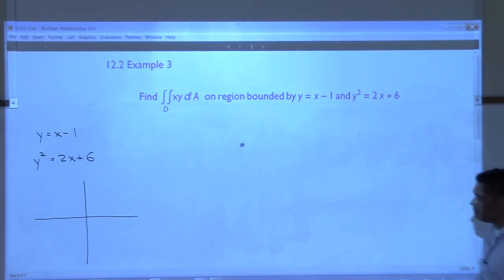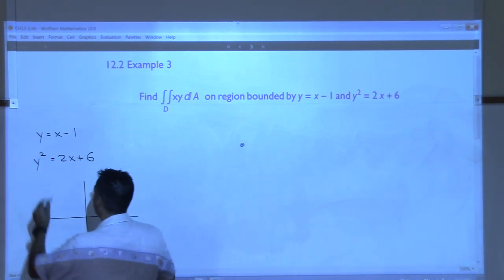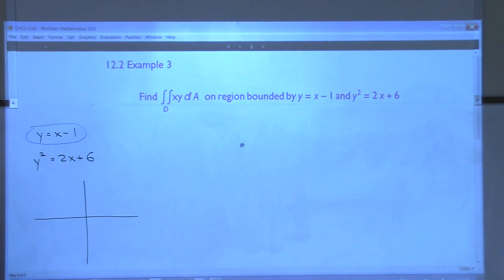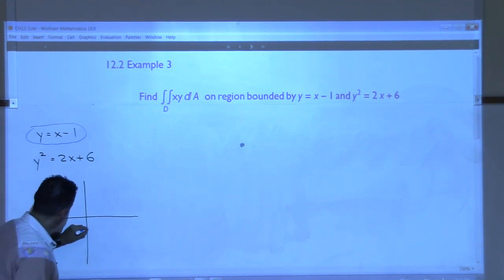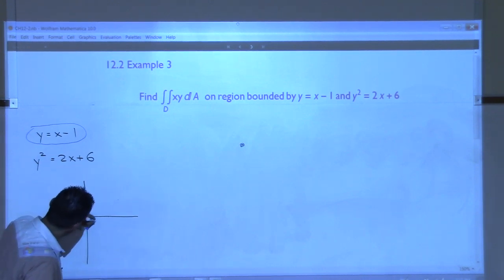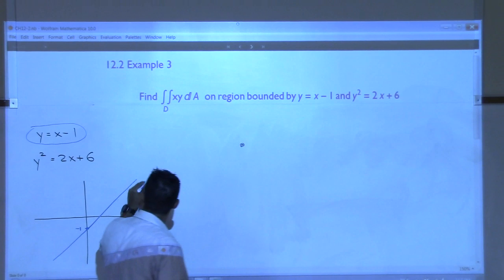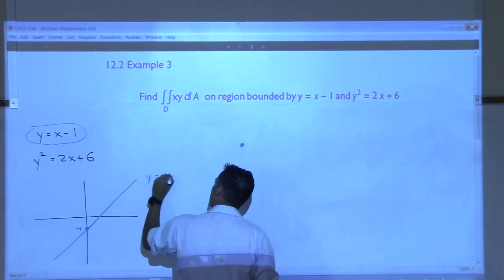Okay, that one's good. All right, so let's do this one first. All right, so we can all graph that, right? Okay, y-intercept of -1 comes down, has a slope of 1. So that is your y equals x minus 1.